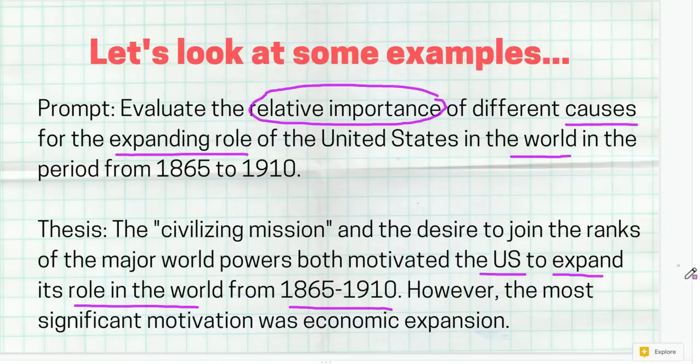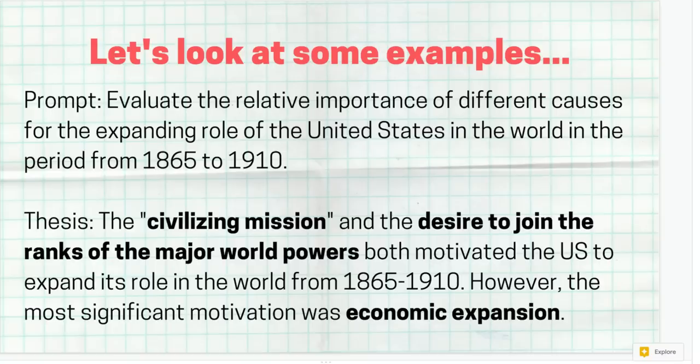Then notice that this is where I'm evaluating the relative importance. Here I'm saying both. So I'm basically saying these two causes that I first talk about are both of equal importance. However, the most significant was this, right? So another way to think about this is that I would then have 3 body paragraphs in theory. If I was a teacher and I read that thesis statement, I would expect to then see 3 body paragraphs. The first would talk about the civilizing mission and any evidence from documents that relates to that. The second would talk about the US wanting to be seen as one of the top tier world powers. And then the last one would be about the economy.